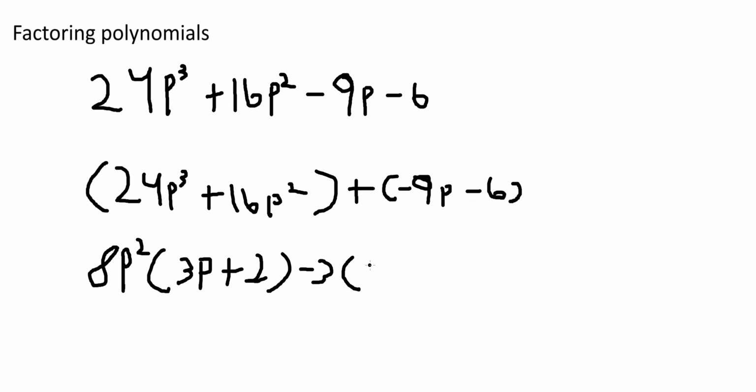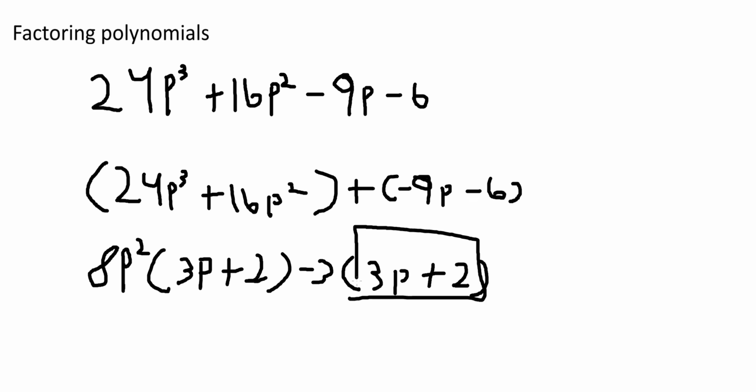So it'd be 3p plus 2. Wait a minute. Doesn't that seem kind of familiar? We can use the distributive property again, 3p plus 2, because these are both the same values.